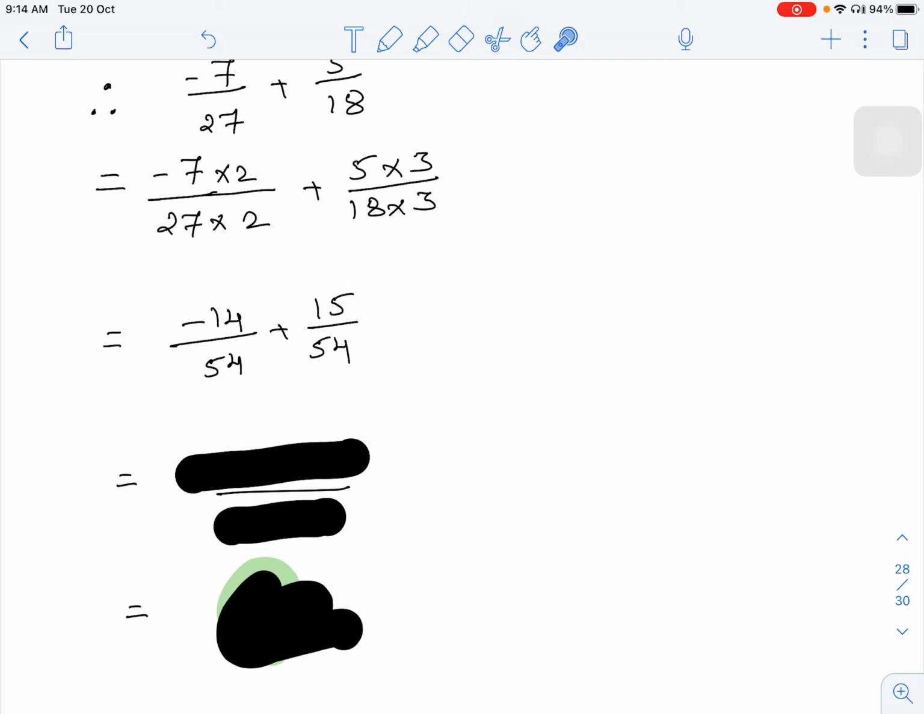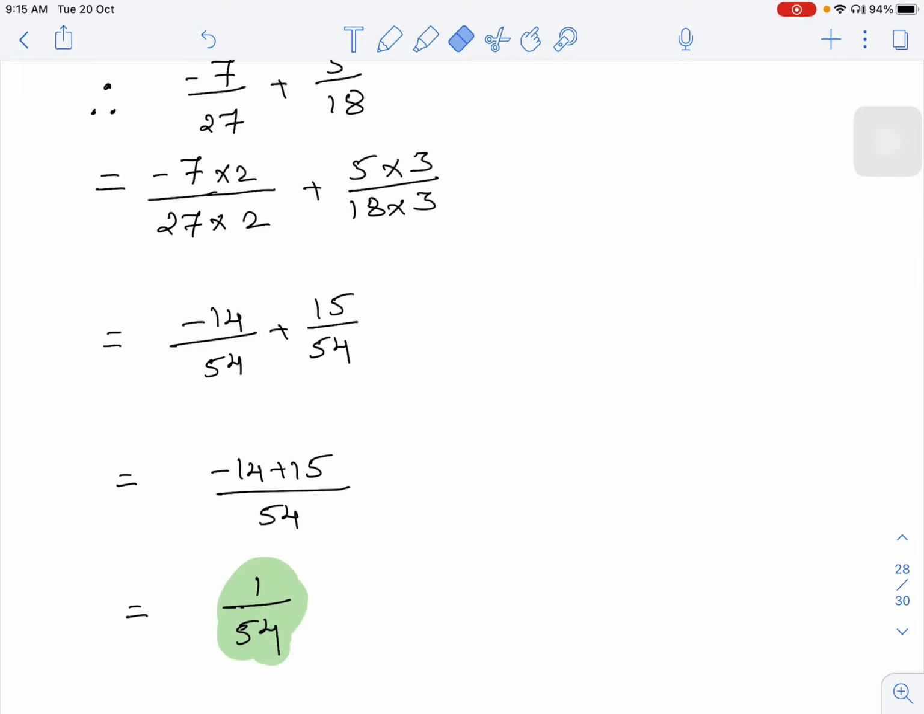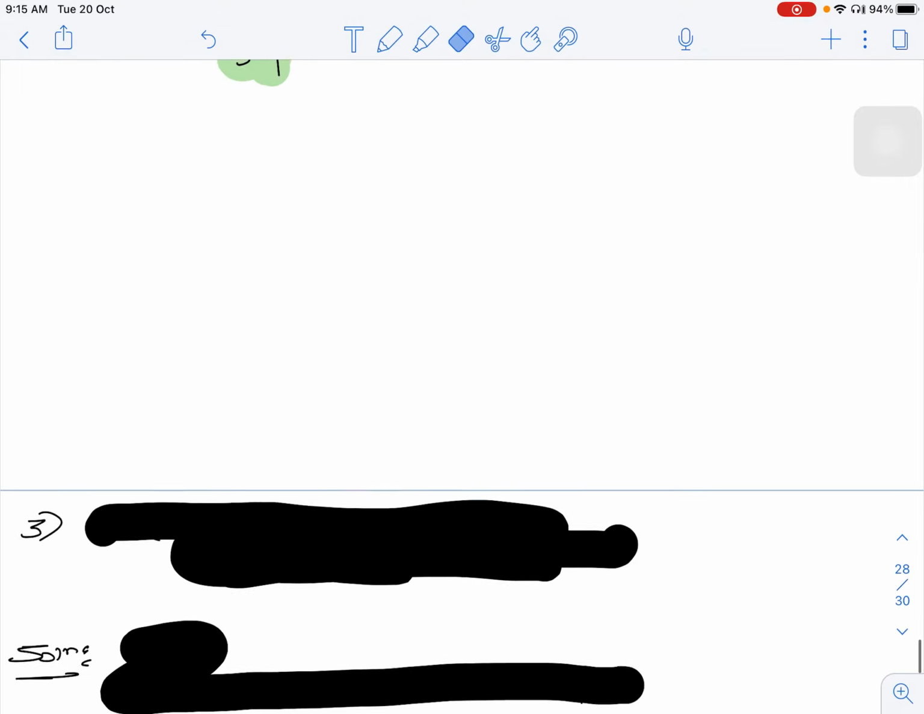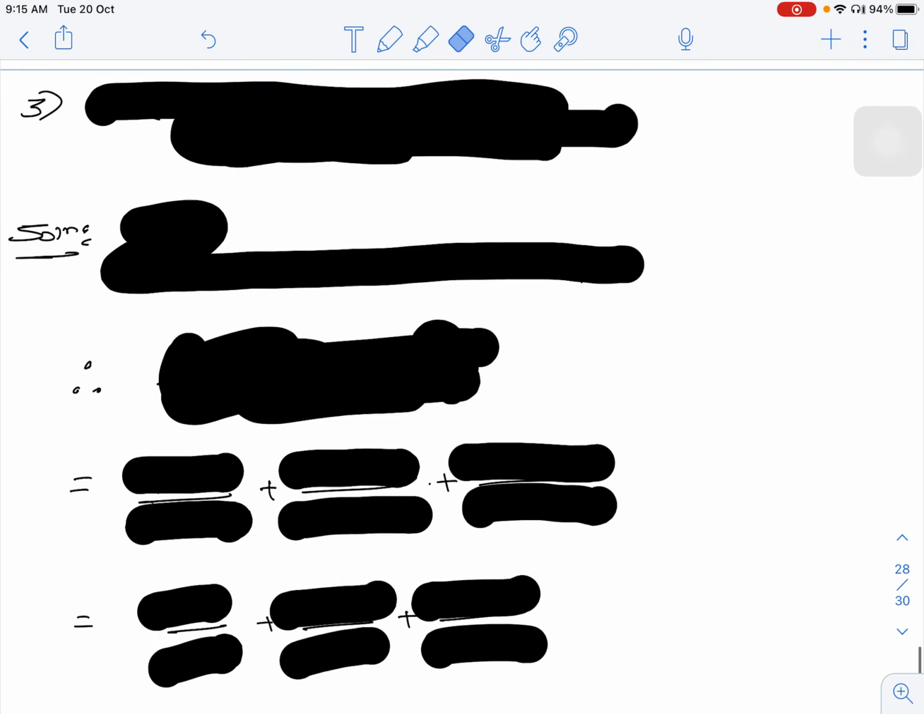Now both these numbers have the same denominator, so we can write the numerators together. So in the next step you will get minus 14 plus 15 upon 54. Again both the numbers have opposite signs, so we'll do 15 minus 14, that is 1 upon 54, which will be our answer. Okay, now let us consider one more example.